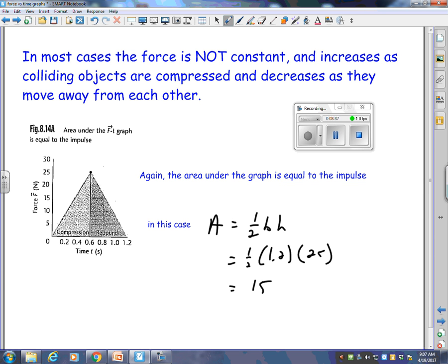15 what? What's the unit? What's the unit for impulse? Force multiplied by time? Newton seconds. You can put a little dot in between, you don't have to, but it's not newtons per second. That means divide by. It's a Newton second. 15 Newton seconds of impulse.